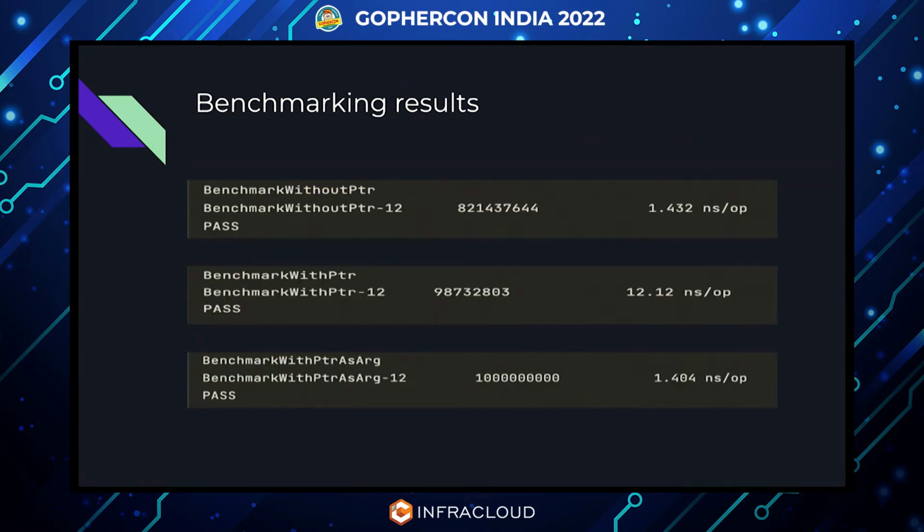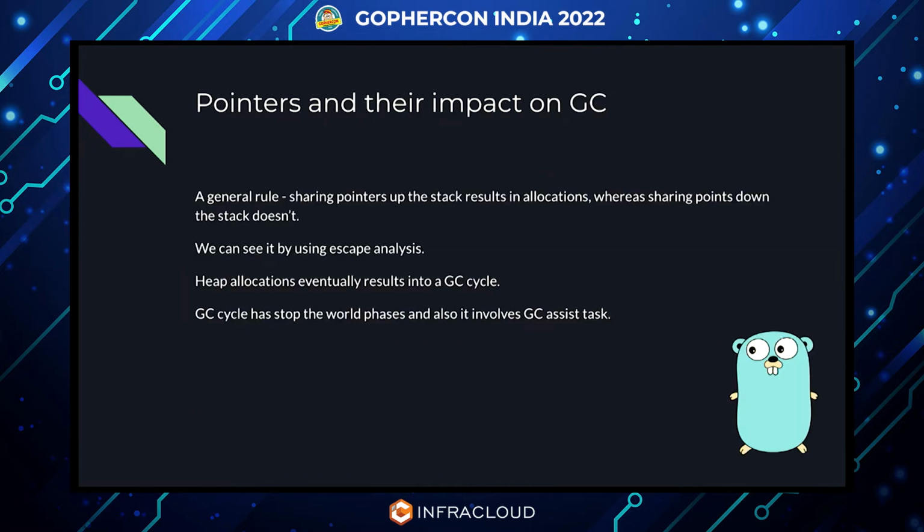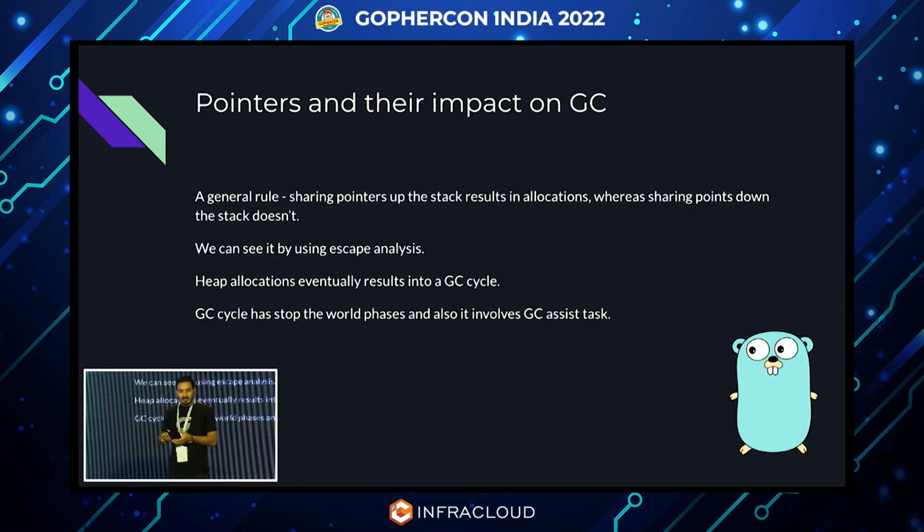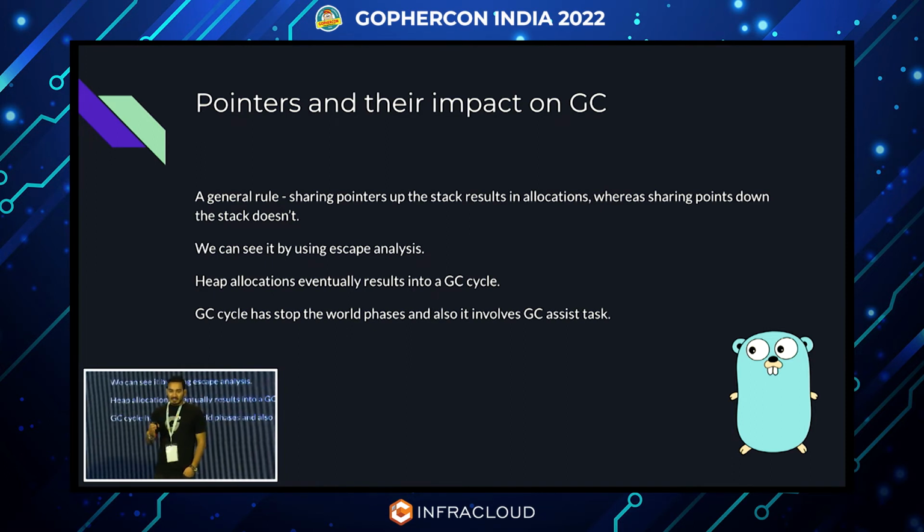So this is the comparison that we did right now. Without a pointer, it's pretty fast, but with a pointer, every operation is taking more time. As we discussed, sharing pointers up the stack results in allocations, but sharing pointers down ends up on the stack. It's the general rule, but it's not guaranteed. Mostly we need to use escape analysis to identify that. So now, how exactly does the GC work? We'll go into that.